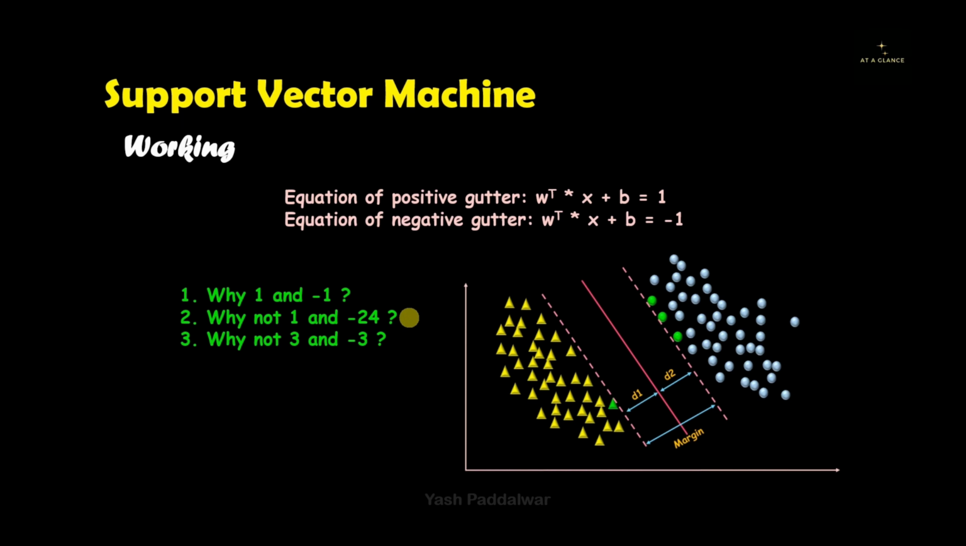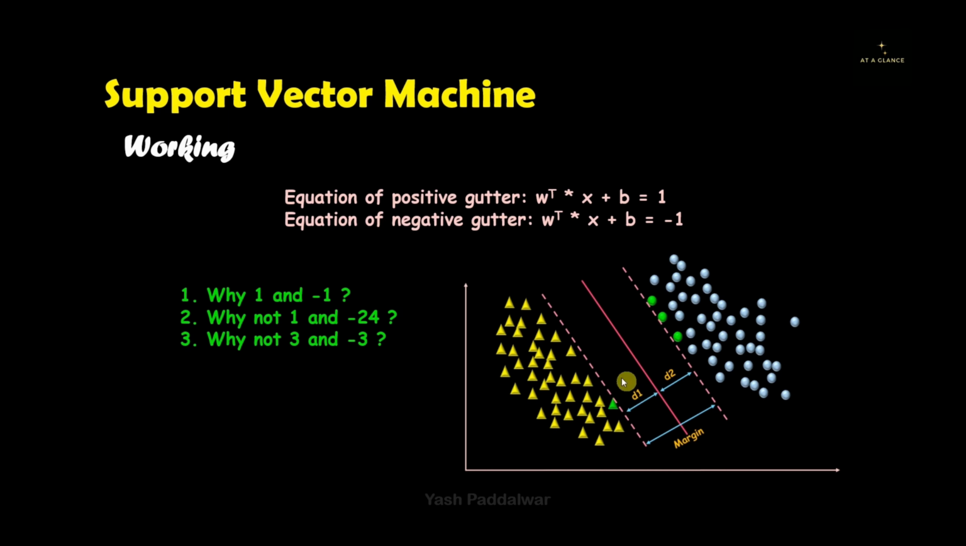We haven't taken 1 and minus 24, that means different magnitudes, because in support vector machine it is mandatory that the distance between the positive gutter to the hyperplane and the distance between the negative gutter to the hyperplane, both these distances have to be the same. If these distances are the same, then only your model will be perfect.